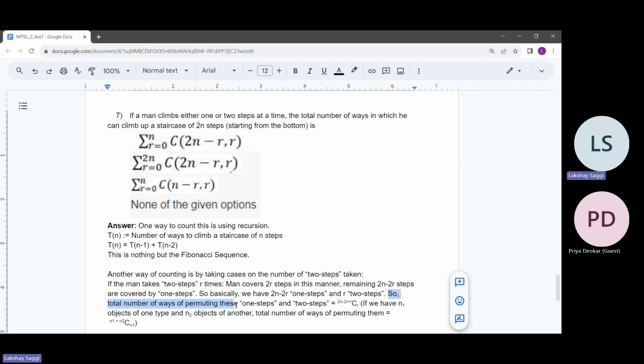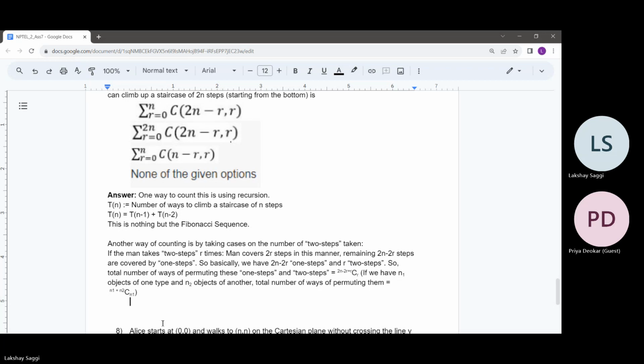So basically the total number of ways of permuting these 1 steps and 2 steps is equal to 2n minus 2r plus r, choose r. This minus 2r plus r becomes 2n minus r, choose r. So this will be the answer if we take 2 steps r times.